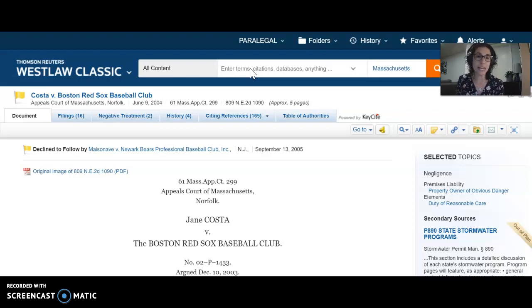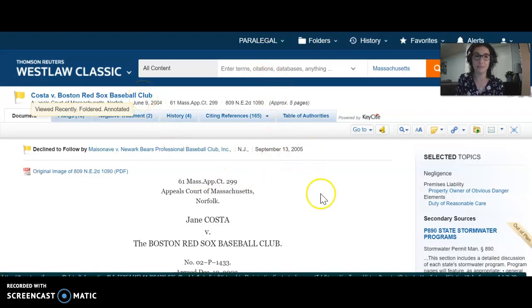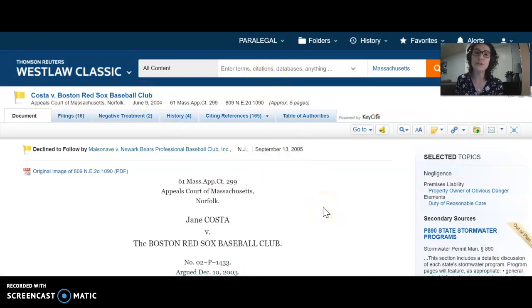Again, that doesn't mean we can't use it. We just need to know what court said what. What future court after 2004 said something negative about Costa as precedent. So, how do we do that? Well, again, we can go right to the negative treatment button. If you remember, or if you want to pause here and click back, there was no negative treatment button for Commonwealth versus Nutter. It had no negative history at all.